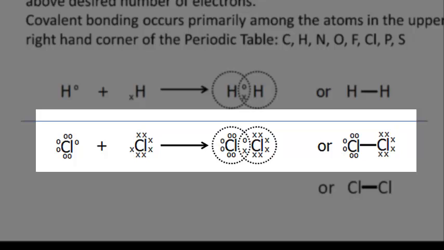But if they come together so that they share 2 electrons in the area between them, then each chlorine atom thinks that it now has 8 electrons in its outer shell, satisfying the octet rule. I've shown on the right a way that we can represent that with a dash instead of drawing the electrons in between, because that gets complicated.